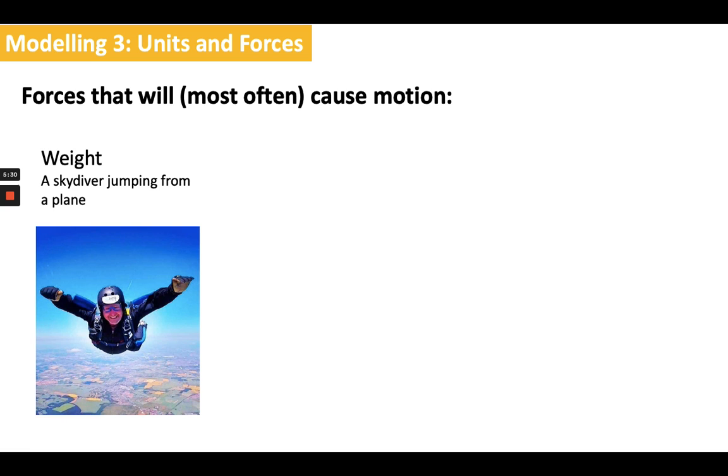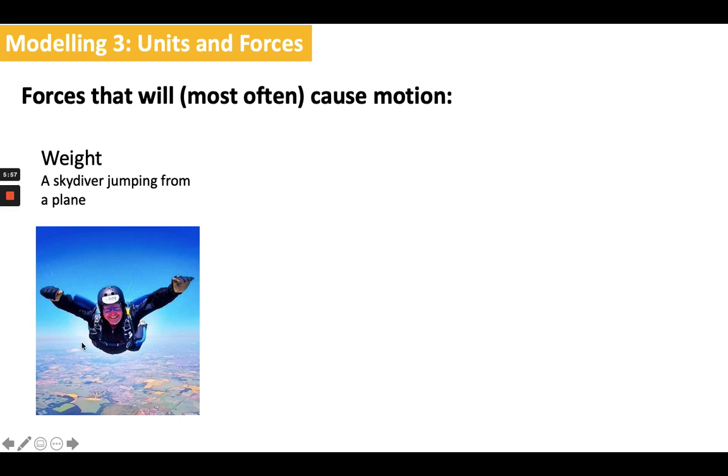So the first one I've got is weight. Now, weight is a force caused by the mass of an object as it interacts with the gravitational field of another object. That means that weight is what we would quite often call gravity. More appropriately, it would be the gravitational pull. So the weight that's operating on this skydiver is caused by the mass of this skydiver, and it's the gravitational pull of the Earth on that mass.